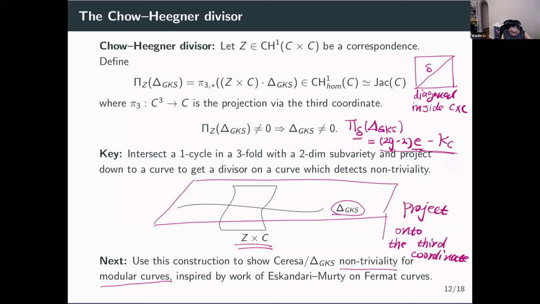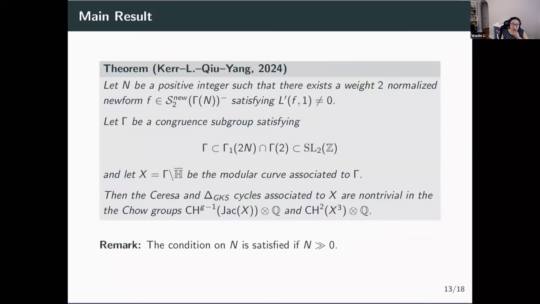Okay, so let me first present our result. Let n be a positive integer such that there exists a normalized newform whose first derivative of the L-function does not vanish. I want to remark that this condition holds for n sufficiently large, and this sufficiently large is explicit. Part of this explicit bound for n was obtained by the database LMFDB. You can check that, given a level n.